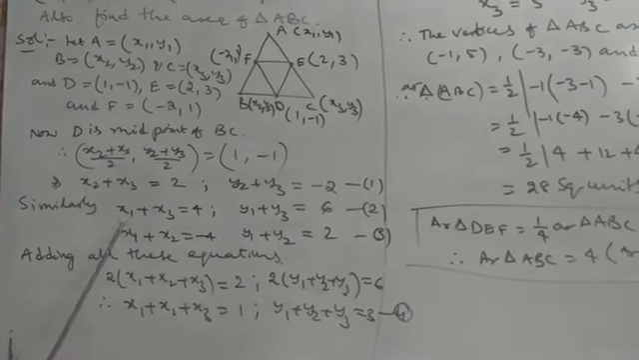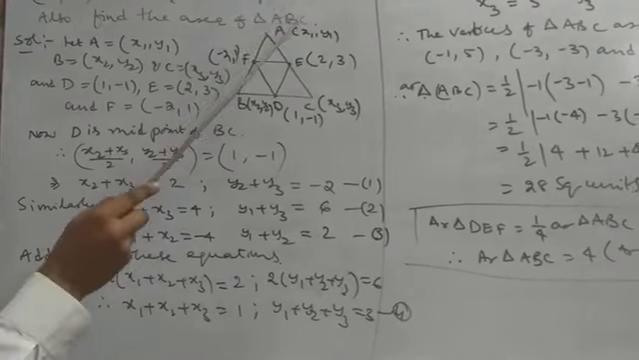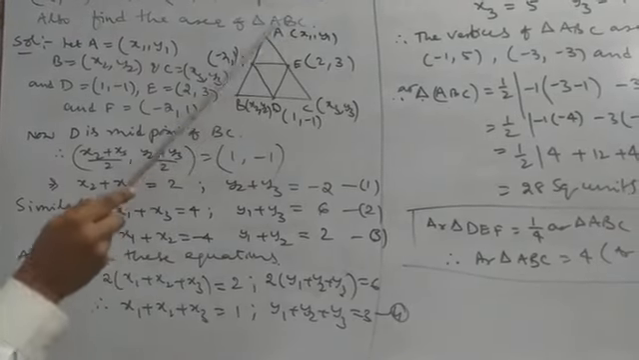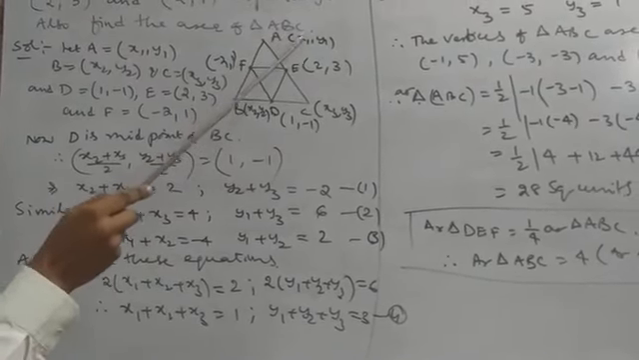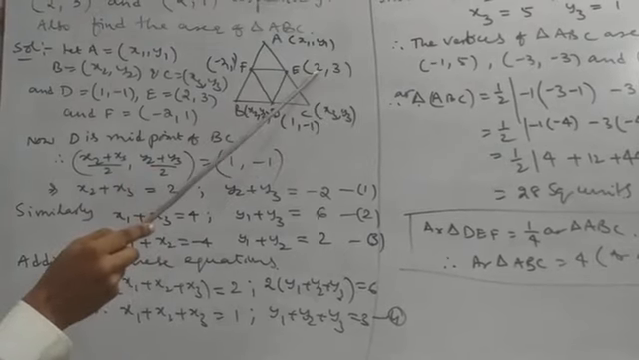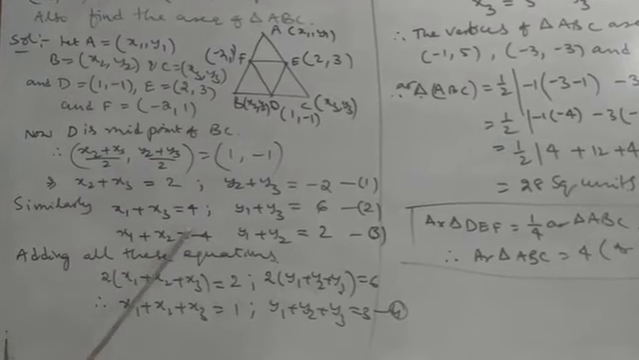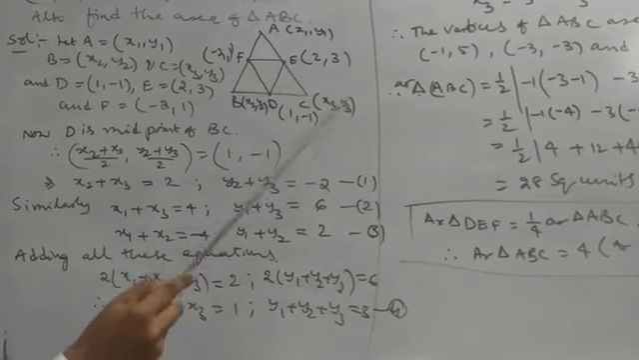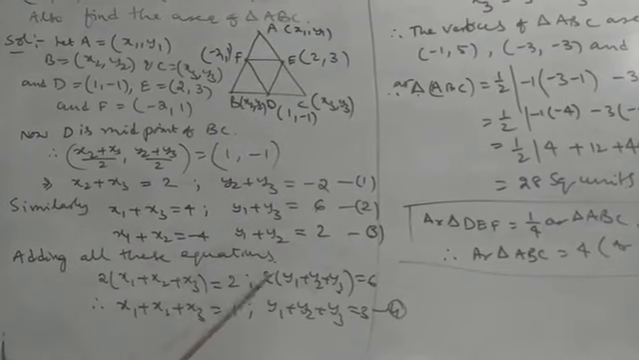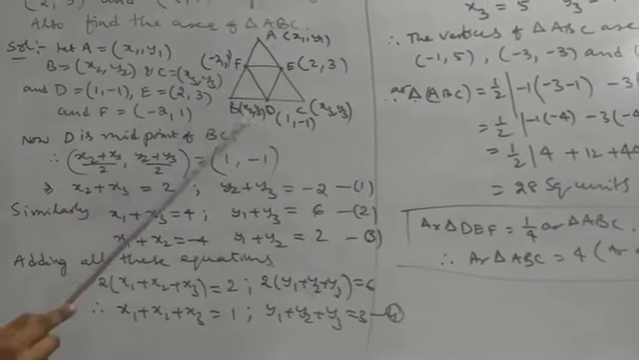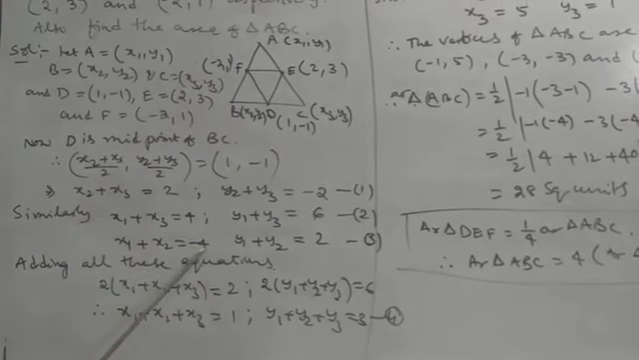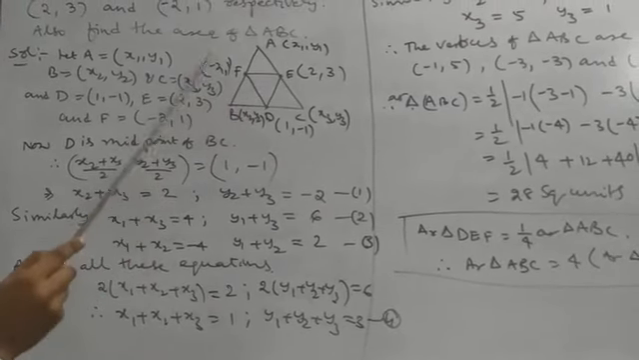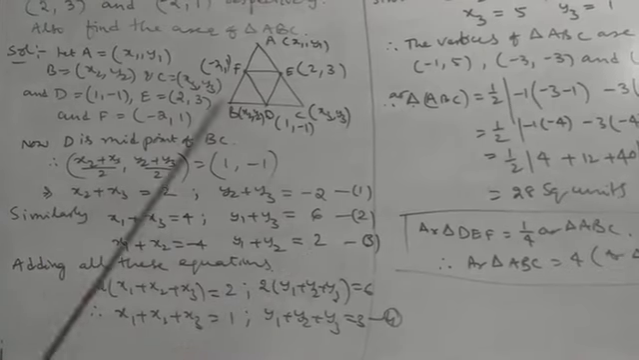Similarly, x1 + x3. If you observe here, x1 and x3 are the vertices of AC. So x1 + x3 equal to double the 2, that means x1 + x3 equal to 4. y1 + y3 equal to double of 3, that equal to 6. Similarly, x1 + x2 equal to double of -2, that is -4. y1 + y2 equal to double of 1, that is equal to 2.